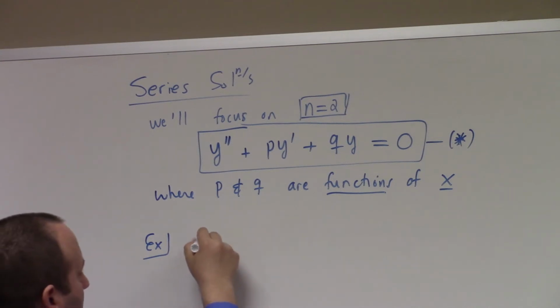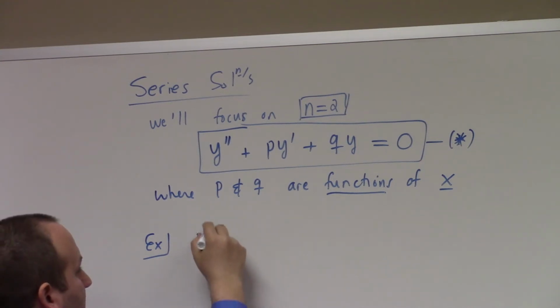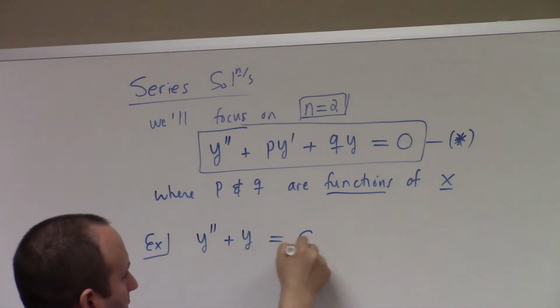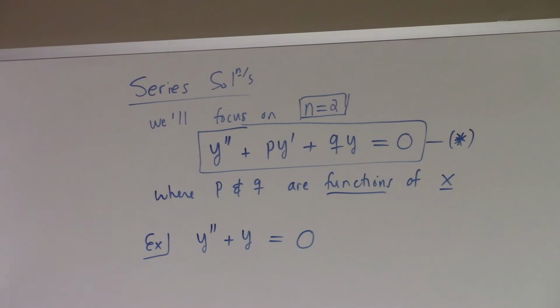Suppose you wanted to solve, and we can already solve this, right? But let's solve it again. y prime prime plus y equals 0. You're like, well, I know sine and cosine are solutions to that. Good, that's true. But what if we didn't know that?